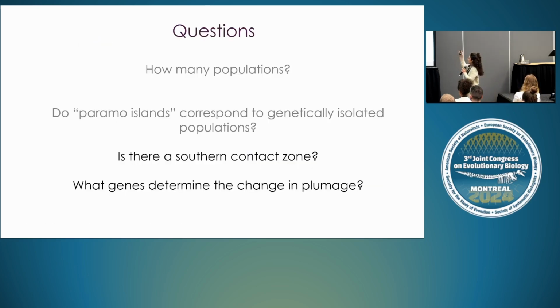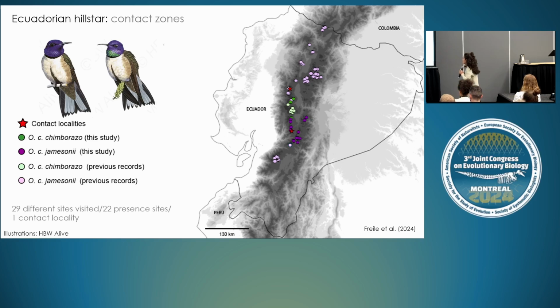Okay, so we wanted to know which genes are involved in the difference in plumage. And we went back to the field. All the lighter colors are localities that we had visited or other people had visited in the past. The darker ones are the new ones. And so what we did was go to many, many places, 29 different sites. This is difficult because this is paramo. You have to walk a lot. They look very close, but they are not so much.